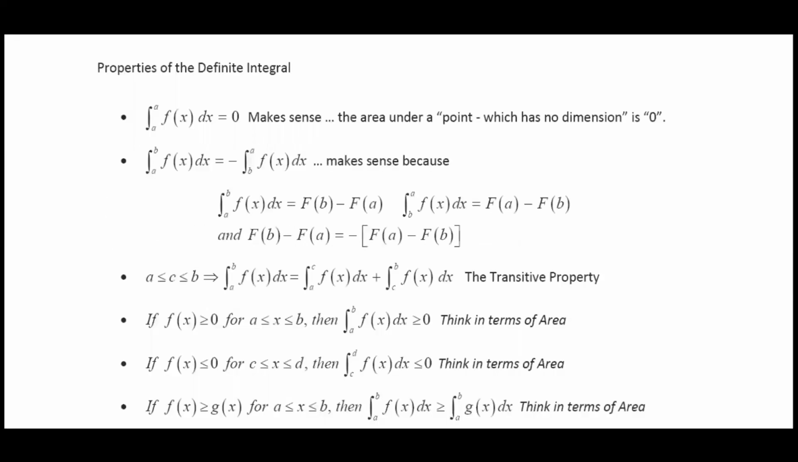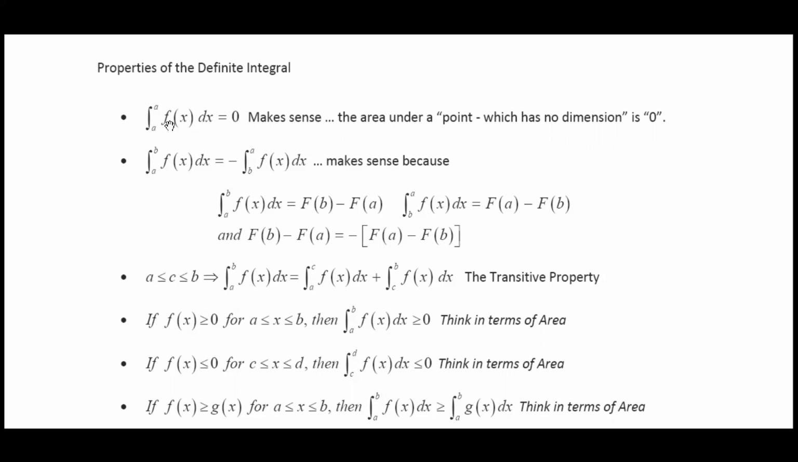Now, let's talk about some properties of the definite integral. This first property says, if when you're doing a definite integral, these two numbers are the same, then the answer is always 0. And think about it. If you find the antiderivative and you put in a, you get an answer. And you put in a again, you get the same answer. And you subtract the two answers, gives you 0.